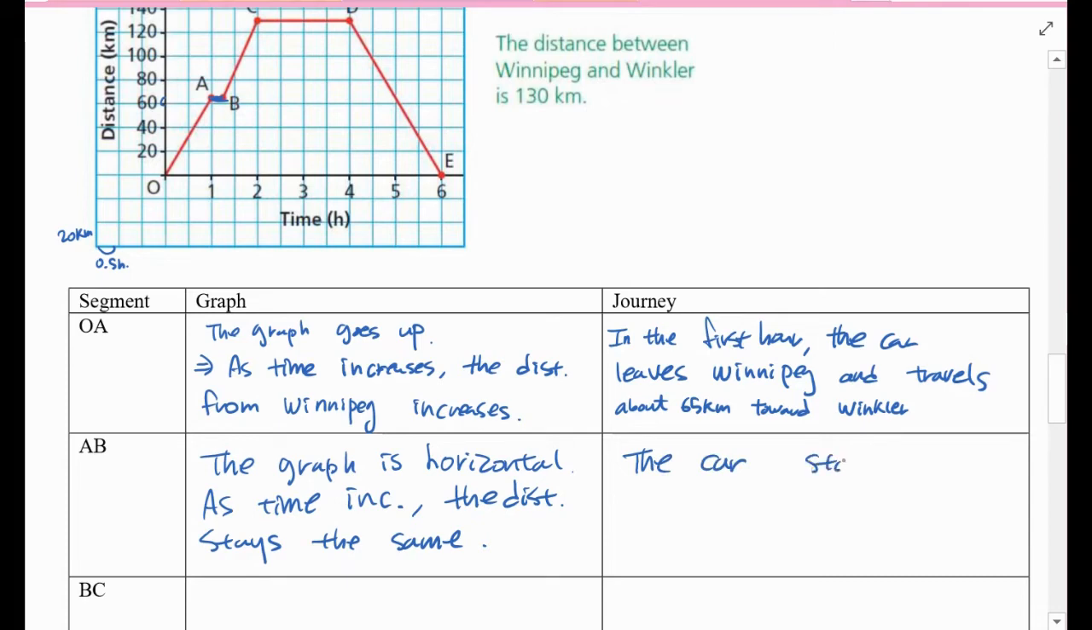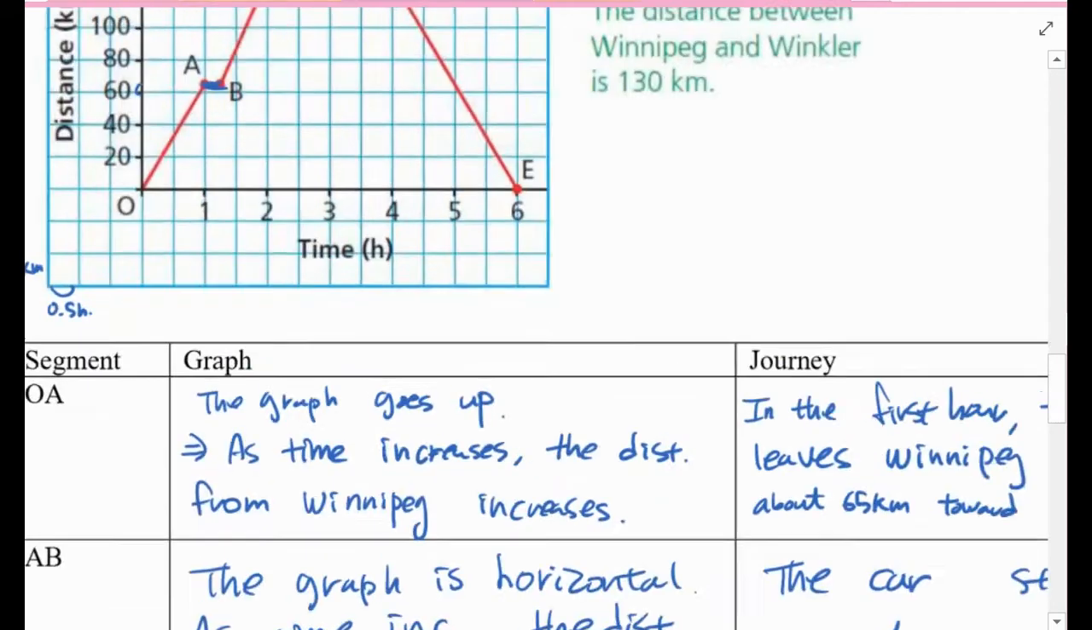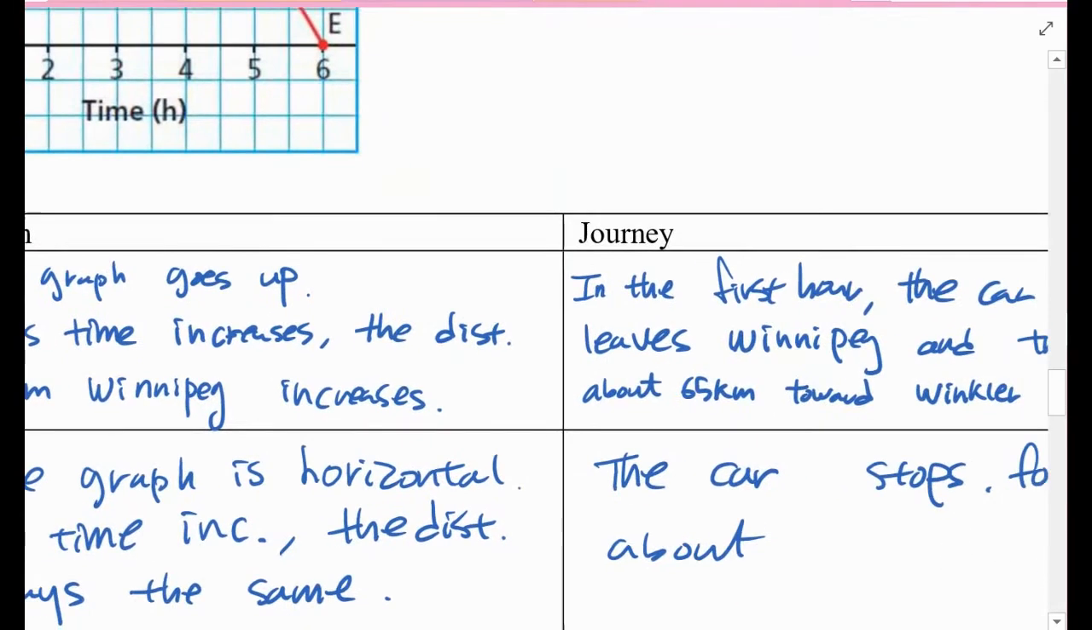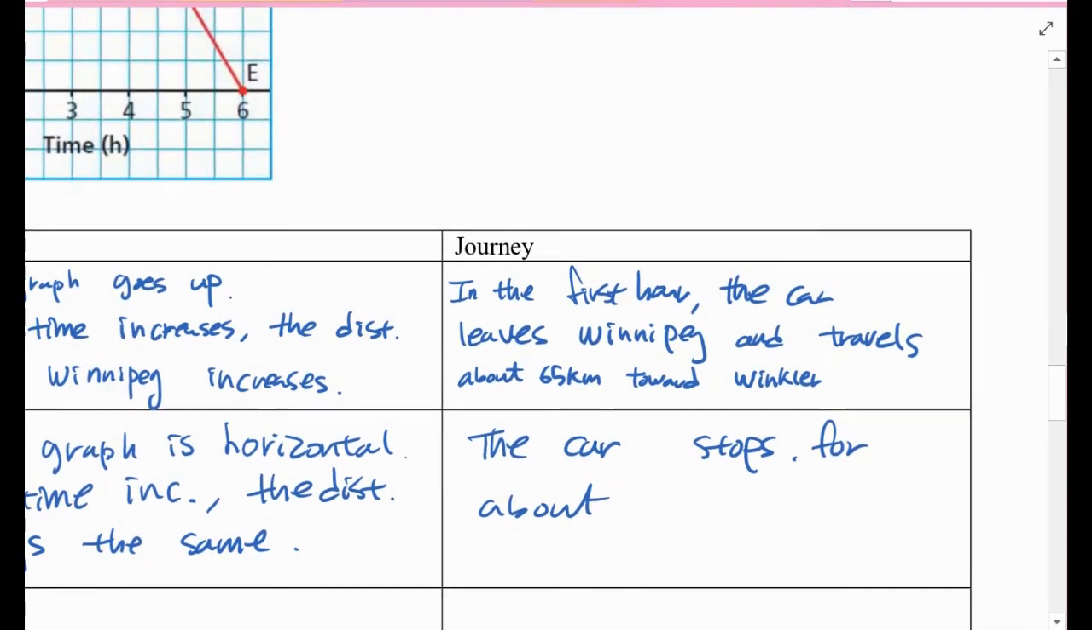Car stops for about how many minutes? So one box is half an hour, but it's a half box. That means 15 minutes, right? Stops about 15 minutes. The car might be fueling, so we can say for fueling.